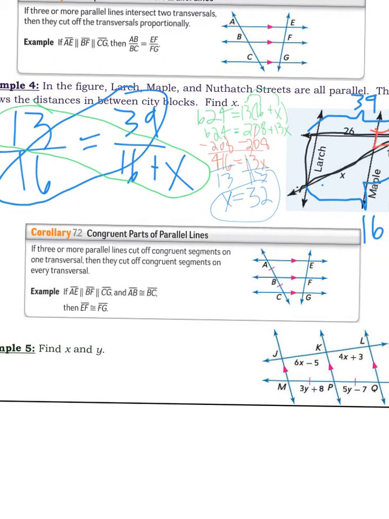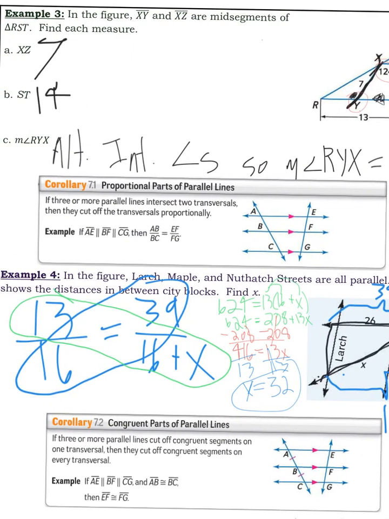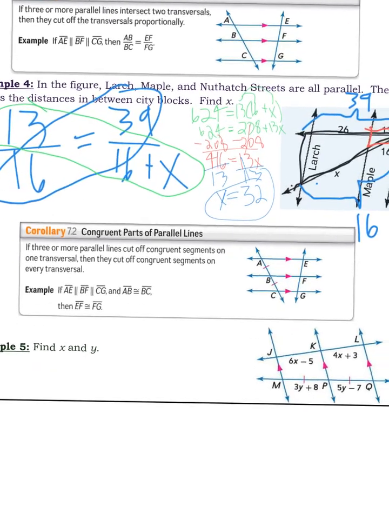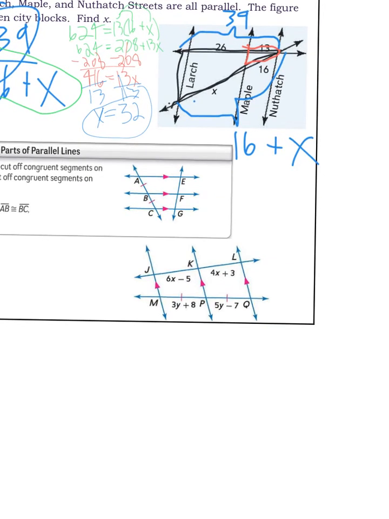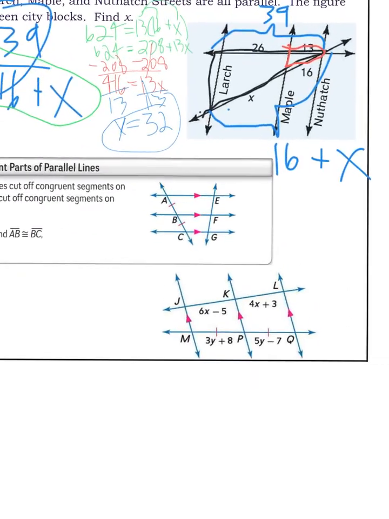Next I have this congruent parts of parallel lines. It's kind of related to this proportional parts of parallel lines. If AE, BF, and CG are all parallel to one another, then AB is congruent to BC. So you can use that same logic to figure out these right here.